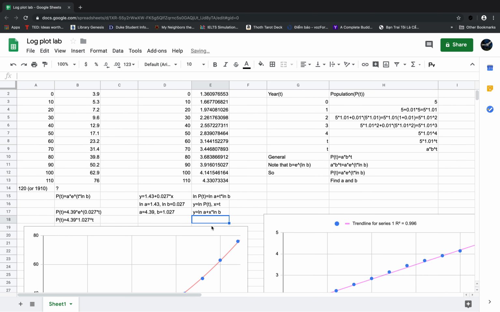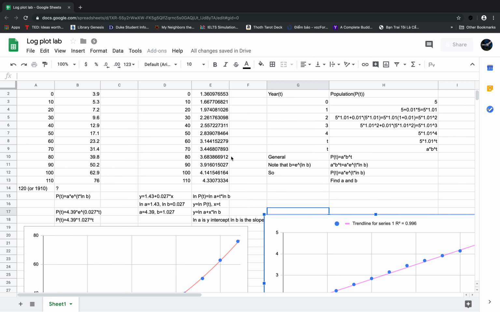So that's a line that we have, and ln a is the y-intercept in our line, and ln b will be the slope. Okay, so that's our conclusion. Now let's work on the actual example.